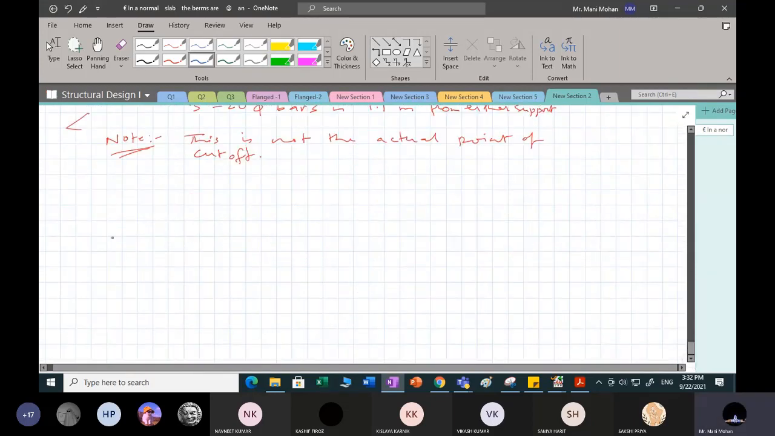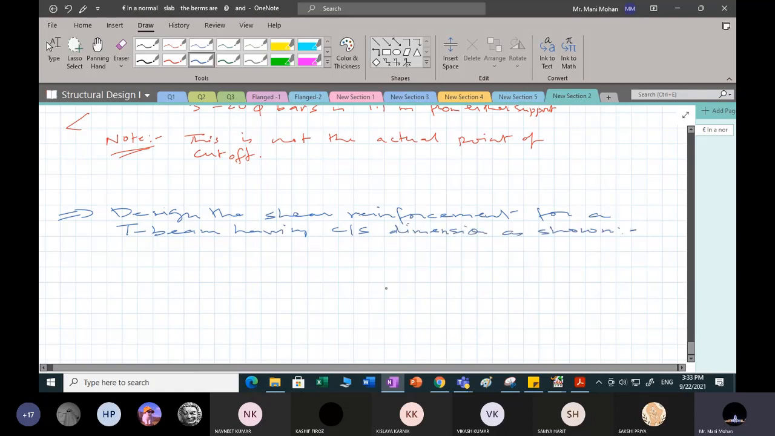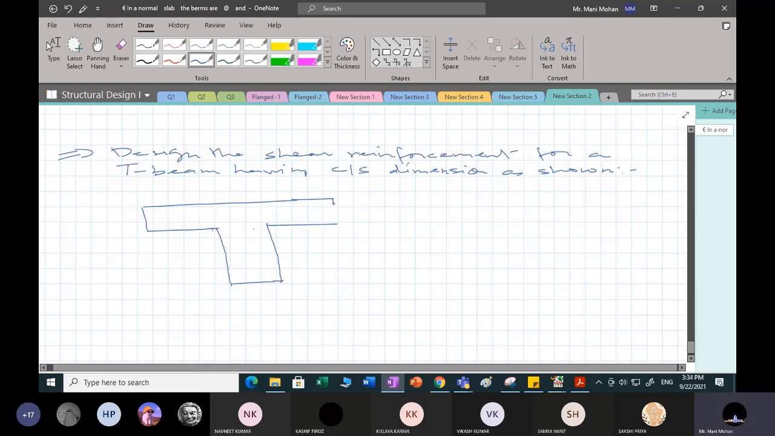The data will look like this. Design the shear reinforcement for a T-beam having cross-section dimension as shown. It is a continuation of the problem, but I'm trying to formulate a problem from what we had solved. The cross-section dimension you had already decided. Let me draw that sketch. So this is the T-beam section.